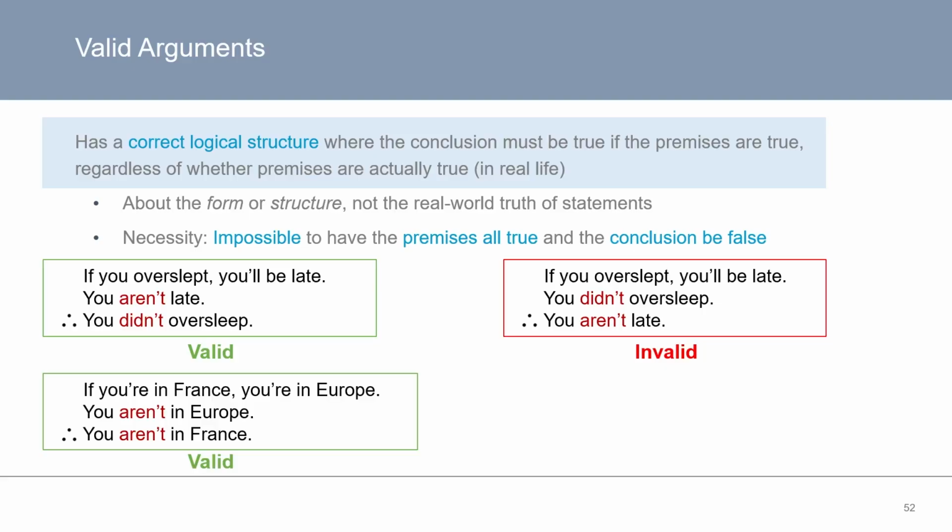Our third example says if you're in France, you're in Europe. You aren't in Europe, therefore you aren't in France.